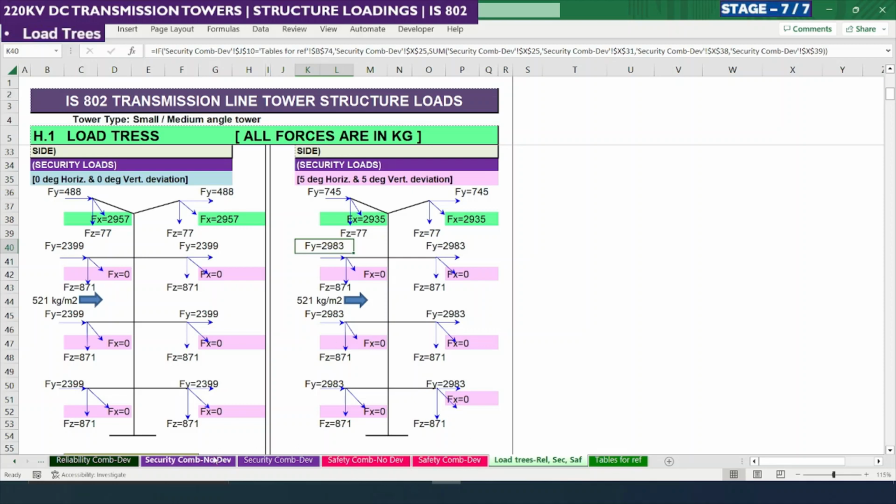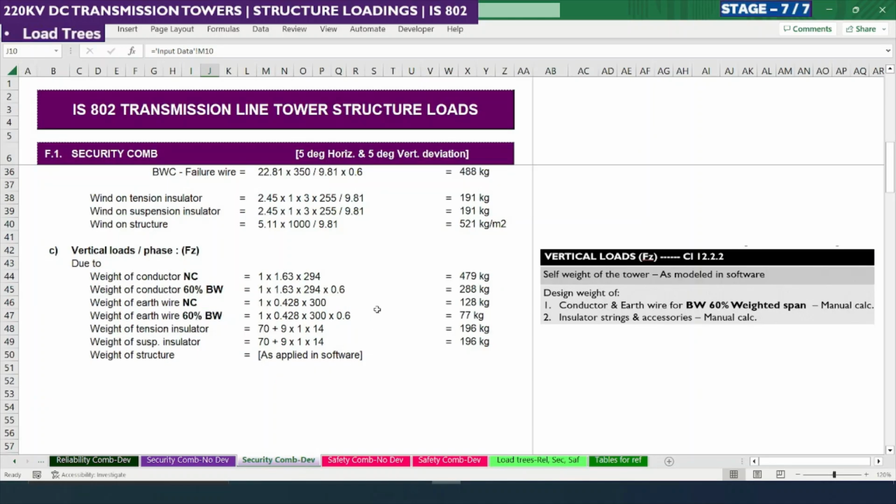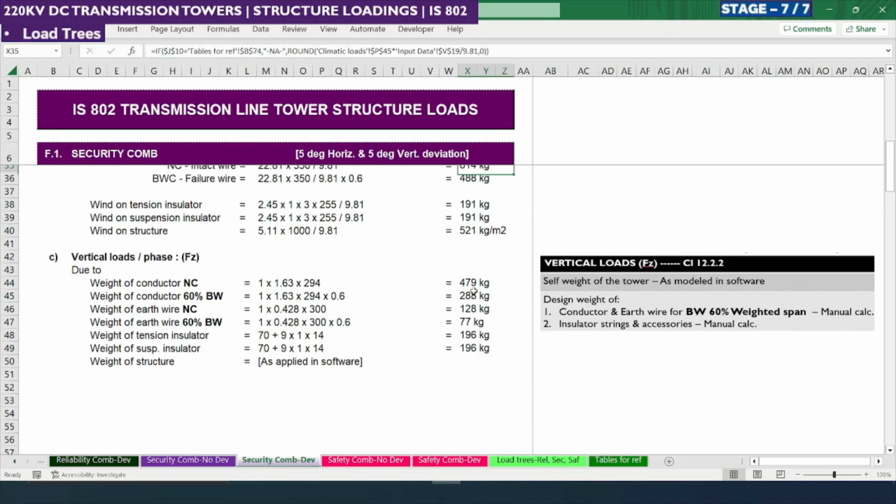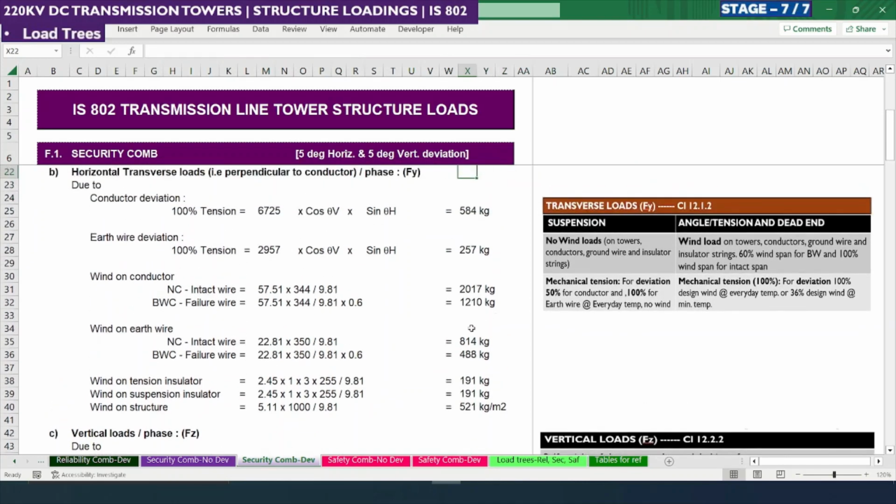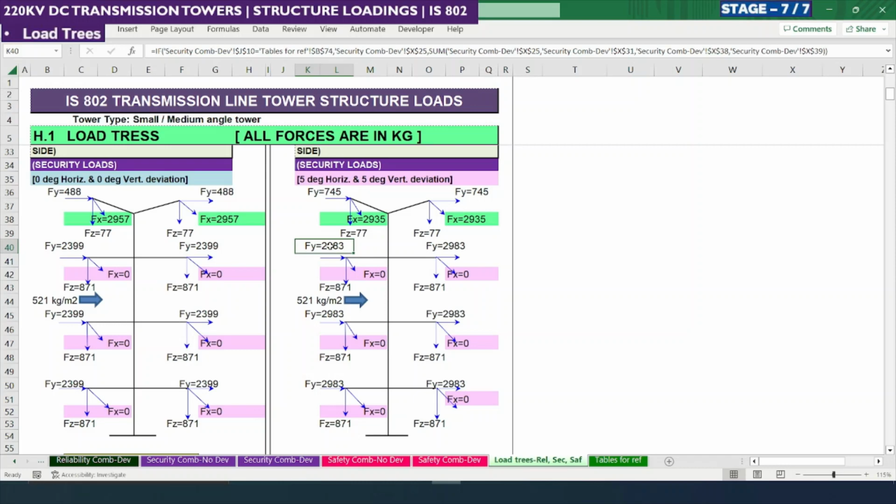One more load is missing, I think. Yeah, 2399 without the deviation. With the deviation, again we need to add conductor mechanical tension with the deviation, and wind on conductor plus wind on tension insulator and wind on suspension insulator, summing that 2983. So we are considering here 2983. So this is applicable for dead end tower also.